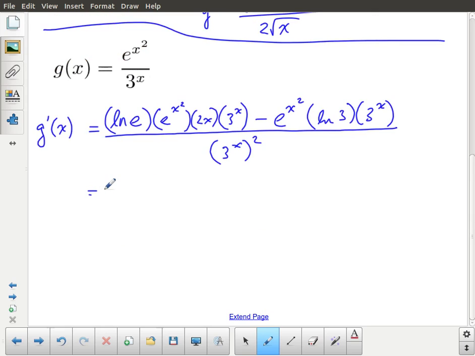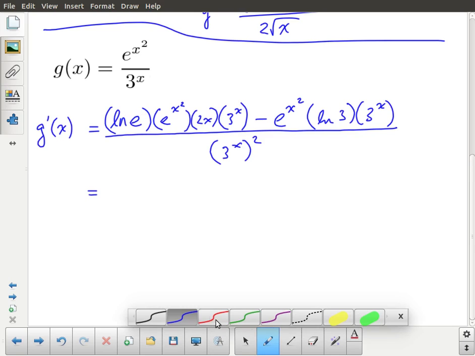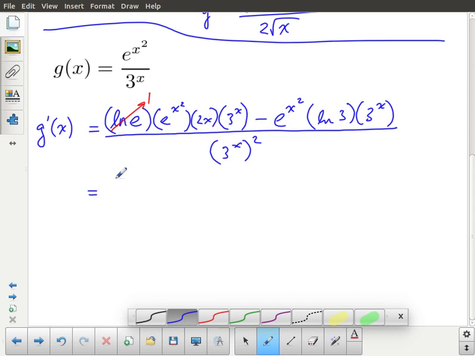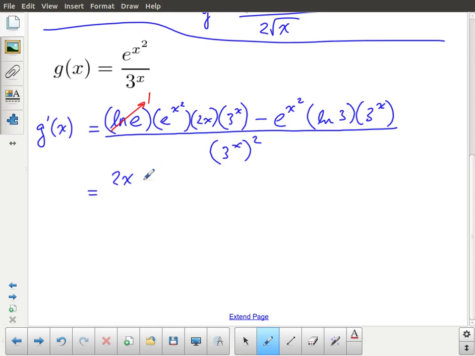And now, let's finish this off. The ln of e, remember that ln is the same as log base e. So log base e of e is just equal to 1. Ln and e to the x are inverses of each other. They undo each other. So this piece is just equal to 1. Then I can bring some things in front. For example, I'm going to bring this 2x in front. And then I will write, now the order you do these is really irrelevant. So I'm going to write that as e to the x squared, 3 to the x.